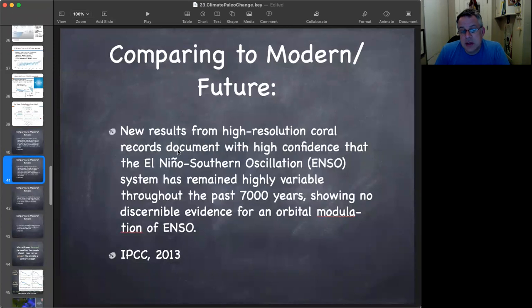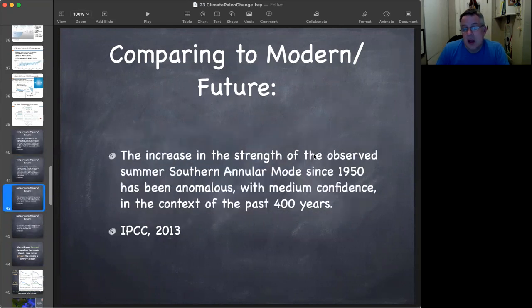New results from high-resolution coral records show that the El Nino oscillation was highly variable through the past 7,000 years, showing no discernible evidence for an orbital modulation of ENSO. And so it's not going to change, at least based on this record, as the climate system changes, at least not to the extent that the climate system has changed over the past 7,000 years. Increase in the strength of the observed summer annular mode since 1950 has been anomalous in the context of the past 400 years. So here's now, and ENSO doesn't change, but the southern annular mode has changed. That's another kind of contextual problem.